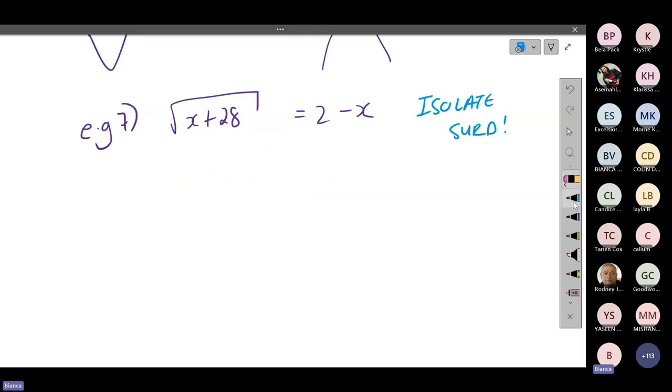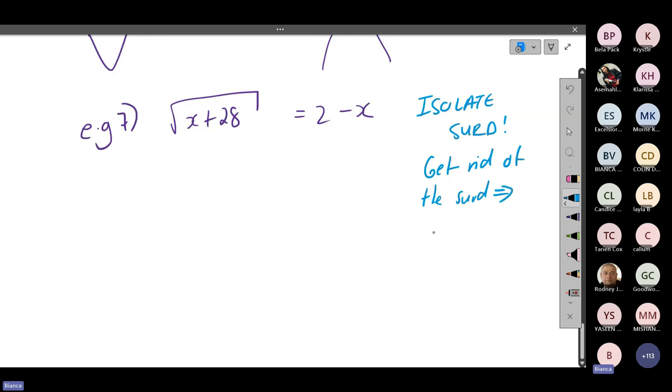All right, so it is isolated. That's step one. Okay, step two. What do you think it is? Get rid of the surd. Okay, how do I get rid of the surd? Good. So I need to get rid of the surd, which means square both sides. And let me show you what matrics do at this step.